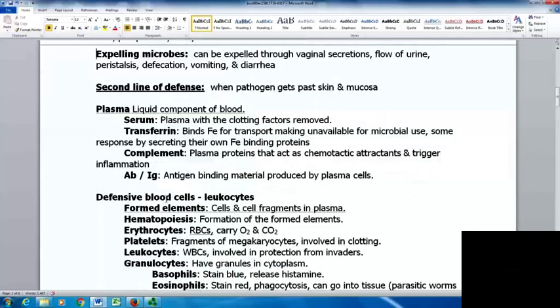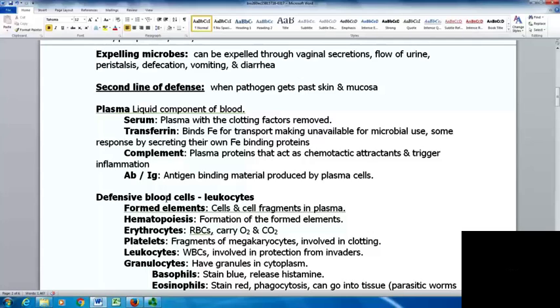So the plasma is going to be the liquid component of the blood. Your serum has plasma with the clotting factors removed. Transferrin is going to bind iron for transport. This makes it unavailable for microbial use. Some microbes will respond by secreting their own iron-binding proteins.